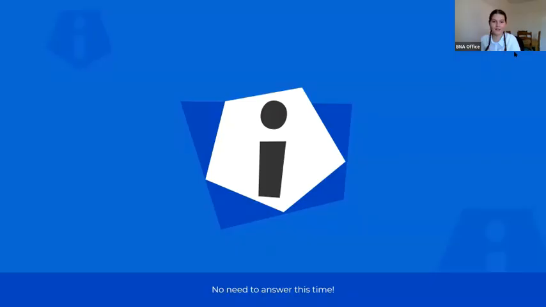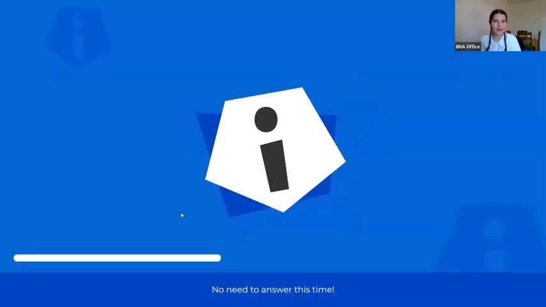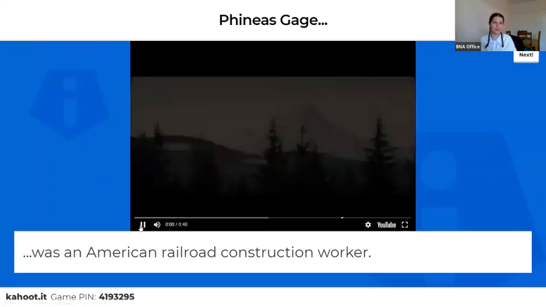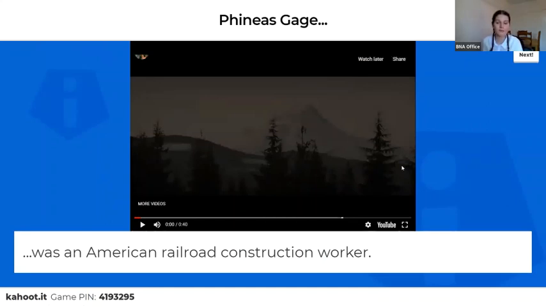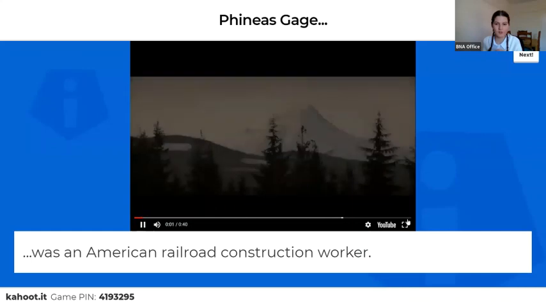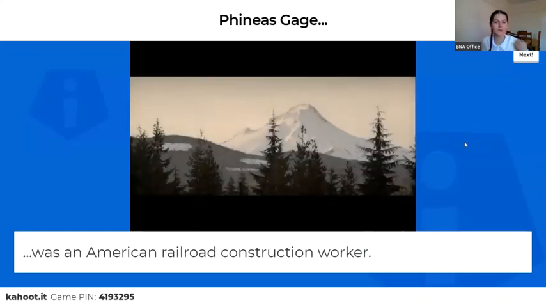So let's have a look at another case study. And this is Phineas Gage. Actually, let's pause that for now. So we'll be looking at a case study. Phineas Gage was an American railroad construction worker. So he was involved in blasting rock. This was many years ago, I believe it was the 1800s. He was involved in blasting rock so that they could put down railroad tracks. And actually, he was involved in quite a tragic accident. So we're going to watch this trailer for a short film that was made about him.